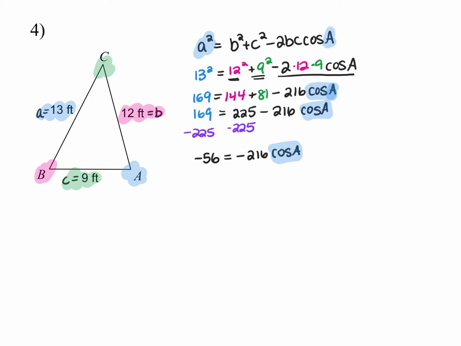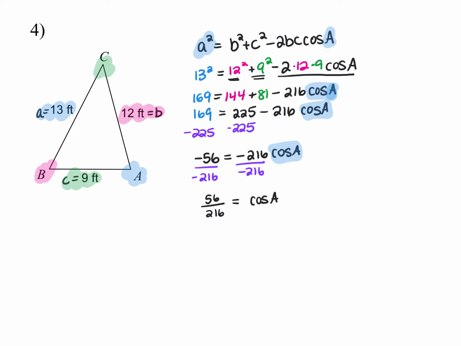But one more thing I'm going to have to do before I can get cosine of A by itself is divide both sides by negative 216. So now I'm just going to leave this as 56 over 216. I'm not going to worry about simplifying that because I'm going to be using my calculator in just a second.